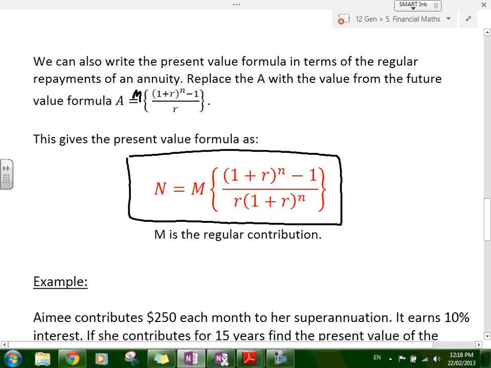I want you to listen very carefully. N equals M, which is the regular repayments. Remember, N is the present value.